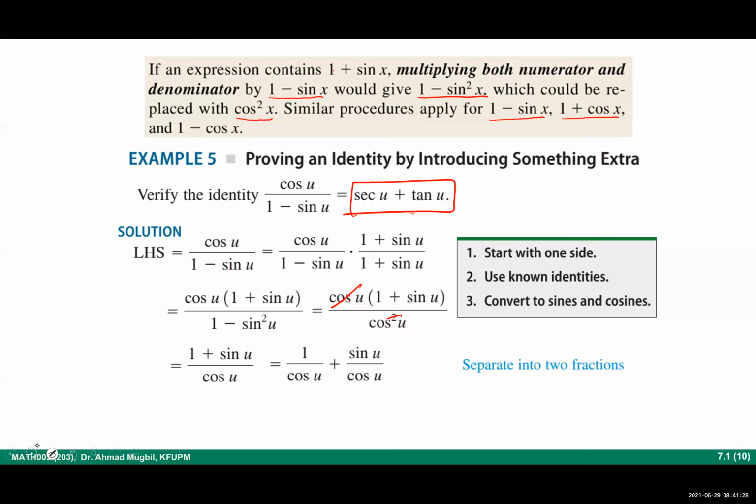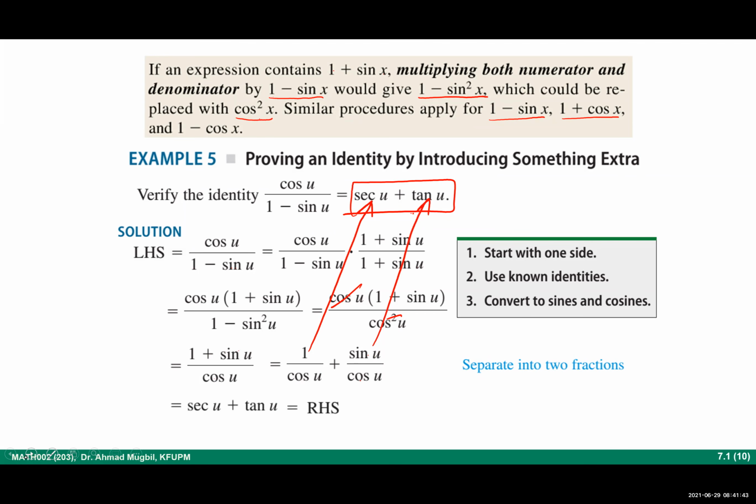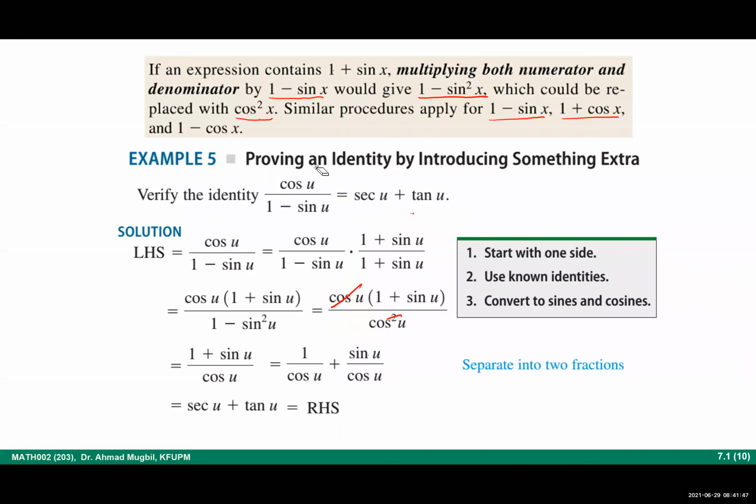So here what we will do, we will separate into 2 fractions. It is 1 over cosine plus sine over cosine. 1 over cosine is what? Secant. Sine over cosine is what? Tan. So we are done. We proved our identity.